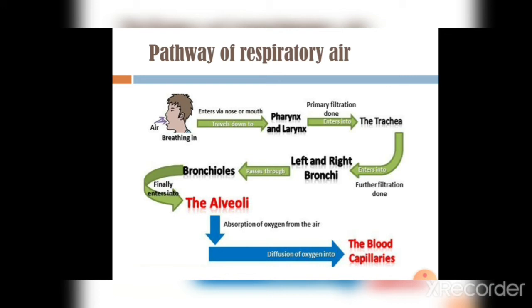Actually, these alveoli are the final point of the atmospheric air. And from the alveoli, the oxygen coming from the atmospheric air is absorbed there, and it is then diffused to the blood capillaries. Let us see how it could be possible.